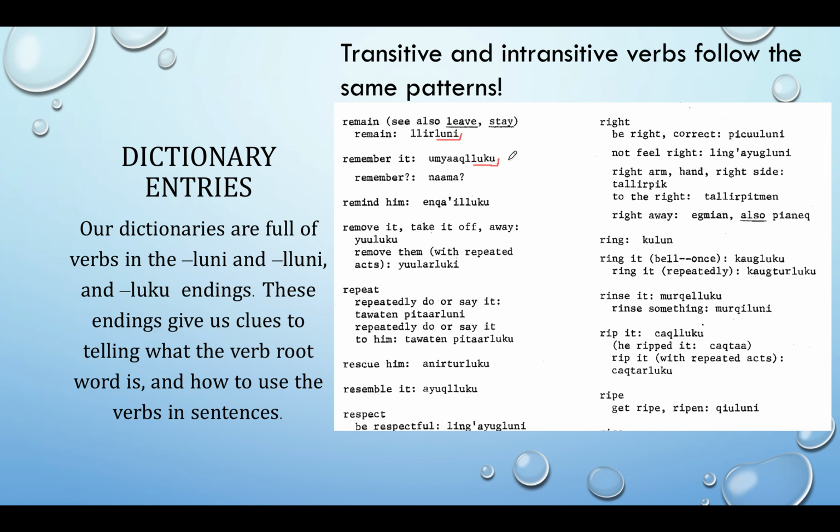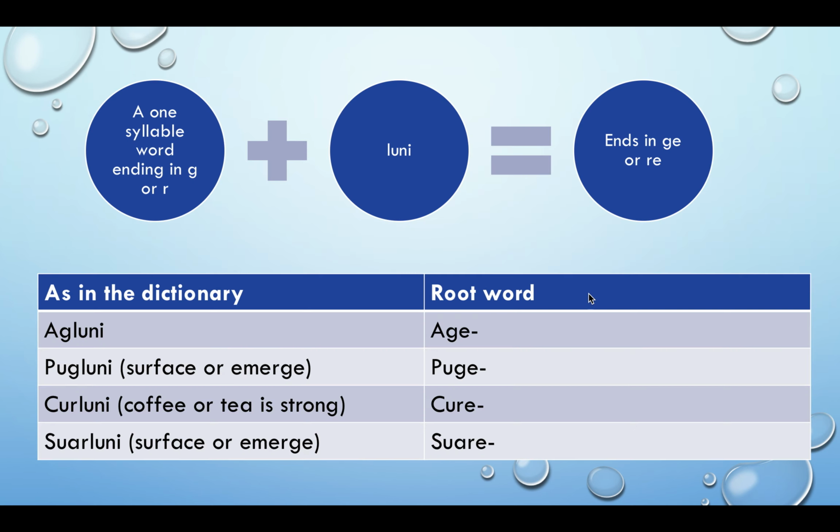This is a transitive verb here, and transitive verbs always end in lugu endings. The intransitive verbs end in luni endings, and intransitive verbs are what beginners are most comfortable with. But as you grow in progression towards fluency, you will have to start using the transitive verbs. So let's just learn how to find their roots right away. All right, I'm going to have an equation at the top of each of these pages.